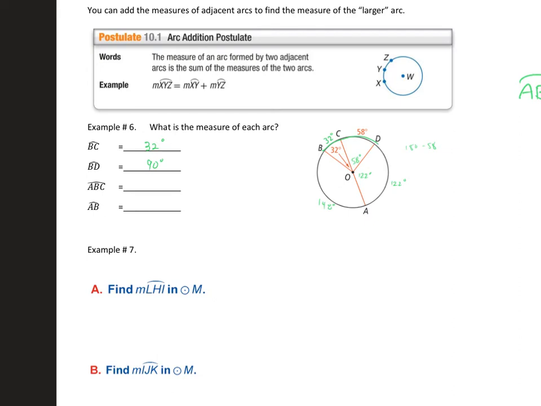What is the measure of arc ABC? That is going to be 180. We know that that is a semicircle. And the measure of arc AB is 148 degrees.